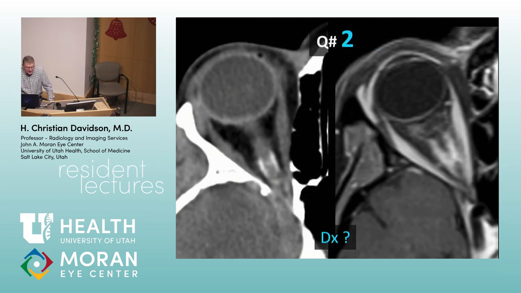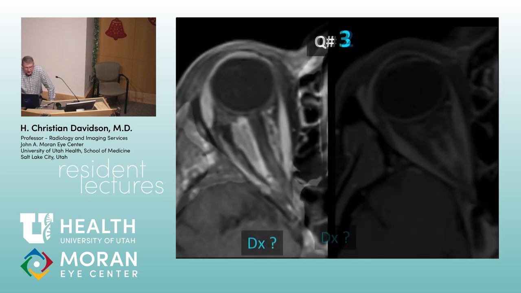This is a CT on the left and a T1 post-contrast on the right. And the history for this might be a middle-aged woman with slowly progressive painless vision loss. Okay, question three.